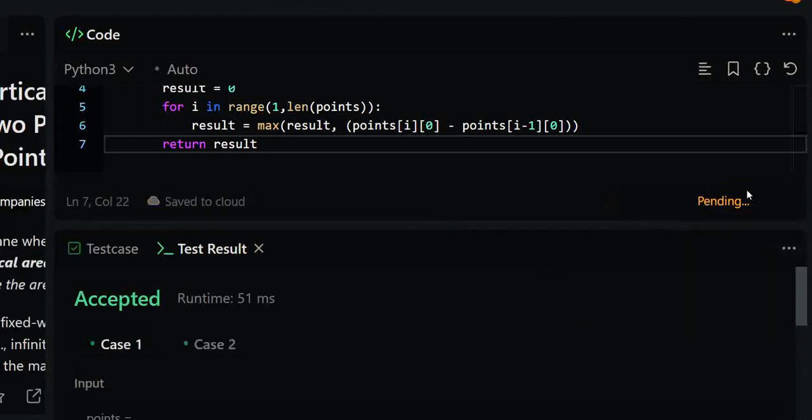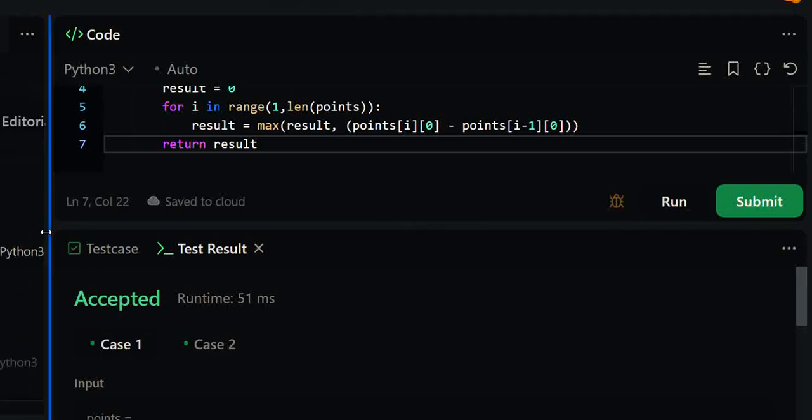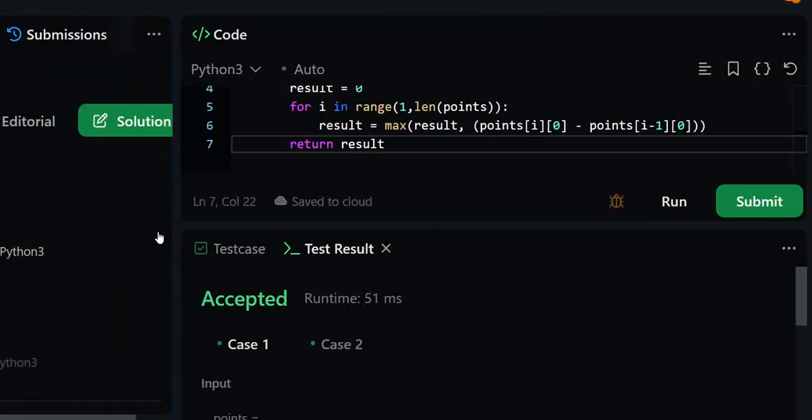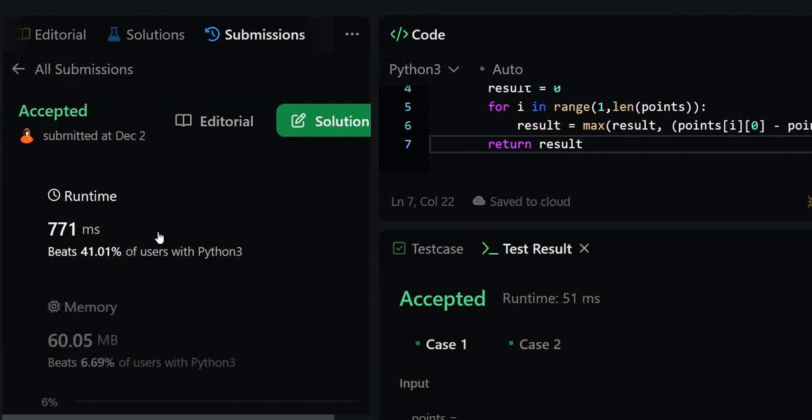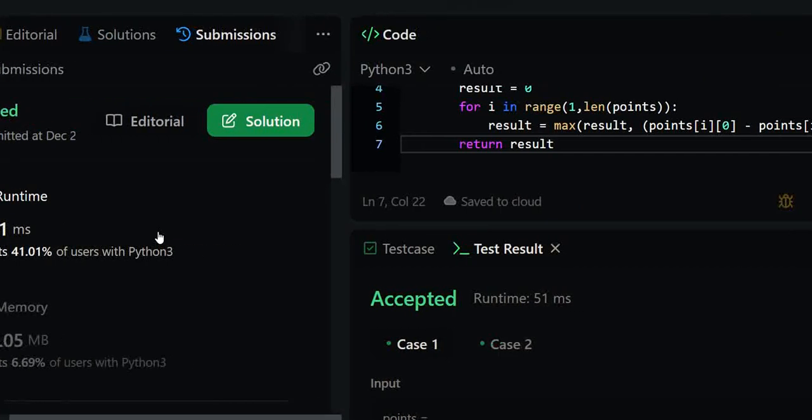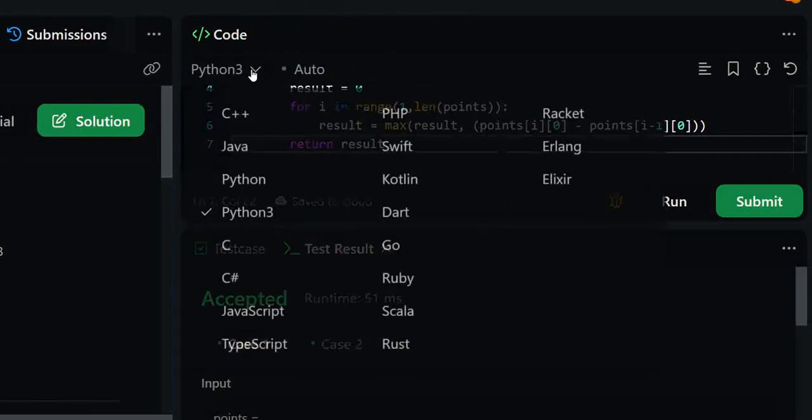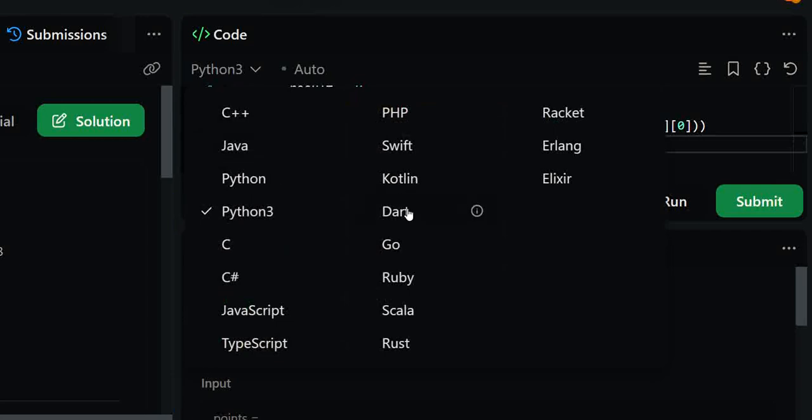Okay, let's submit it. So this is accepted, if you can see it on the left side. So now let's quickly code the Ruby solution as well, which is going to be similar to this one.